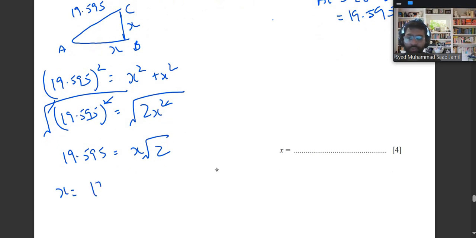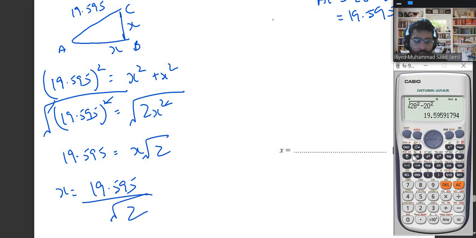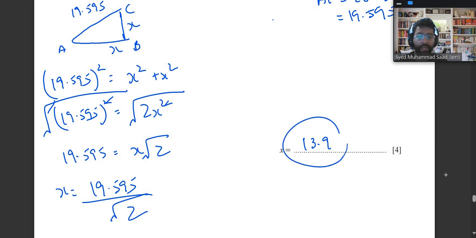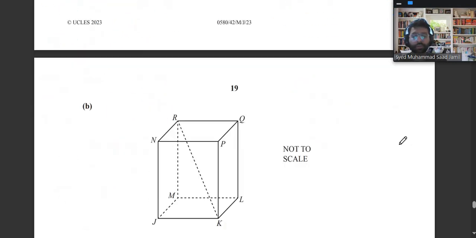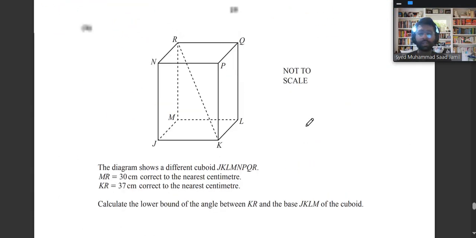So x equals 19.595 divided by under root 2. So answer divided by under root 2. So the value of x is going to be 13.85, which means 13.9. Easy, 4 marks.